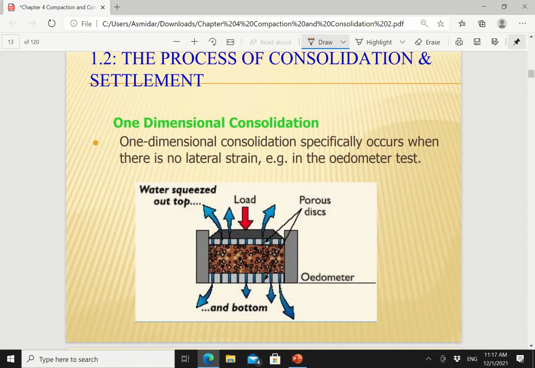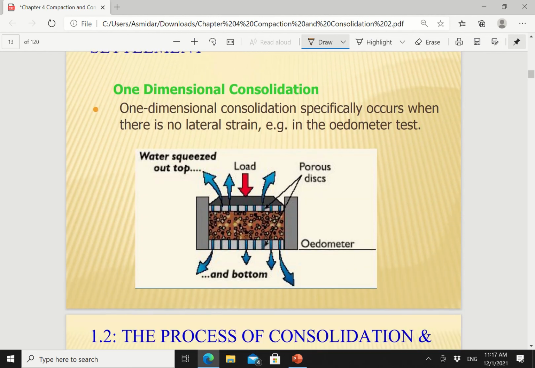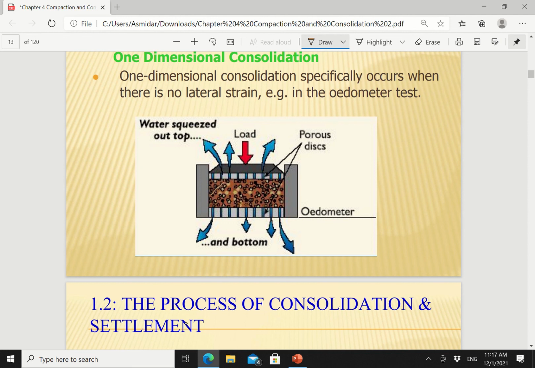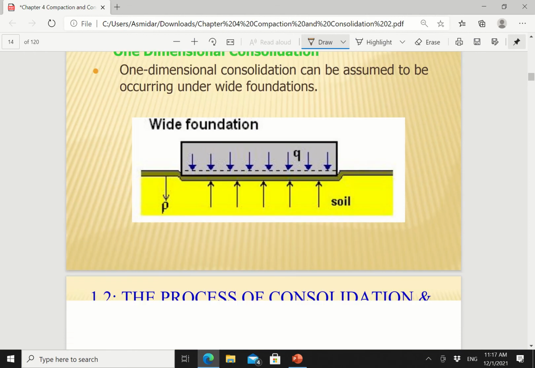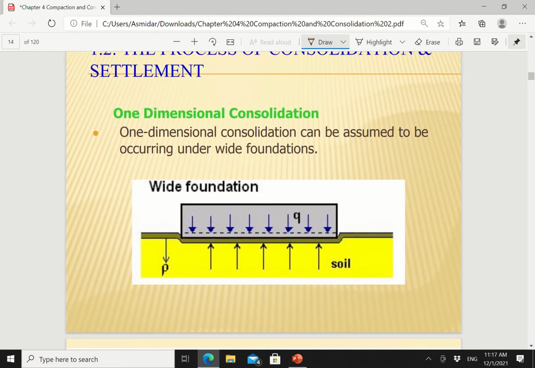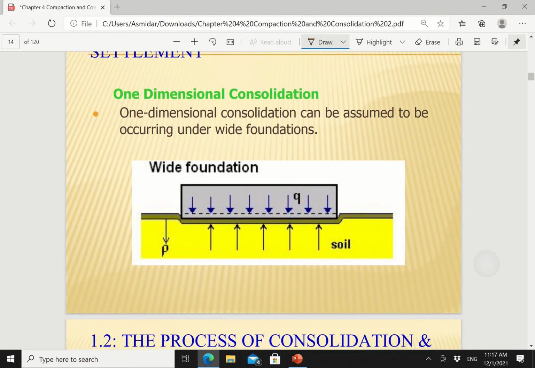Okay, this is the assembly in the lab session. You can see this is what we call the one-dimensional consolidation test, or oedometer test. What we want to do is put the soil sandwiched with porous discs, and then you put load, and at the same time we allow the water inside the soil to be squeezed out. That water can be squeezed out from the top and also from the bottom of the oedometer apparatus.